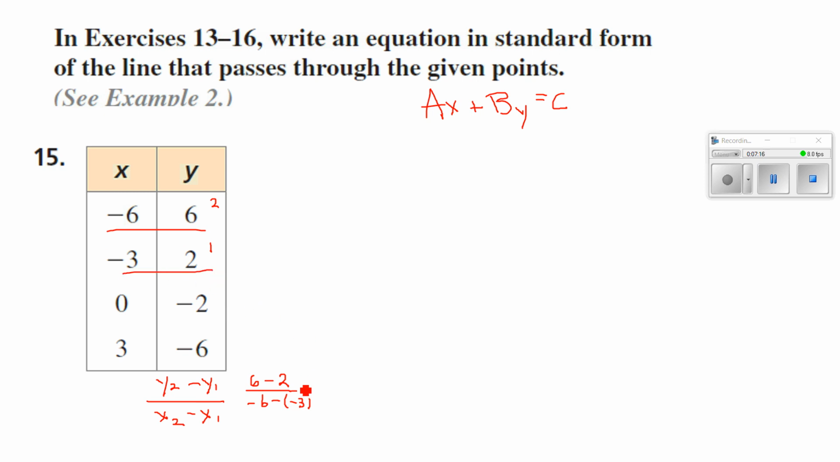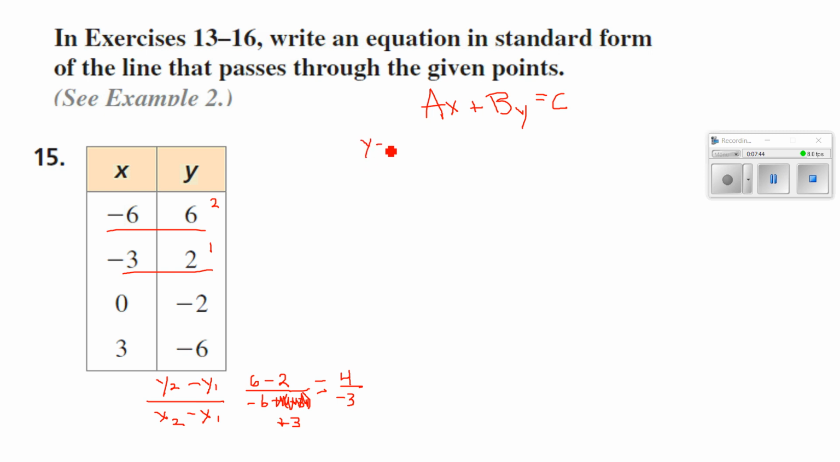All right. When I do this, 6 minus 2 is 4. I know a negative times a negative is a positive. So now negative 6 plus 3 is going to give me negative 3. So my slope is going to be negative 4 over 3. All right, and that's great because now I can go ahead and use my point slope formula.